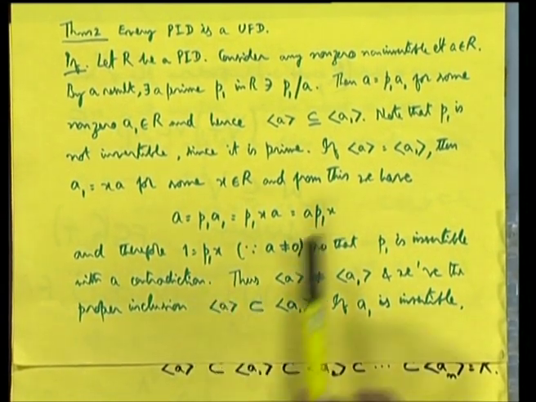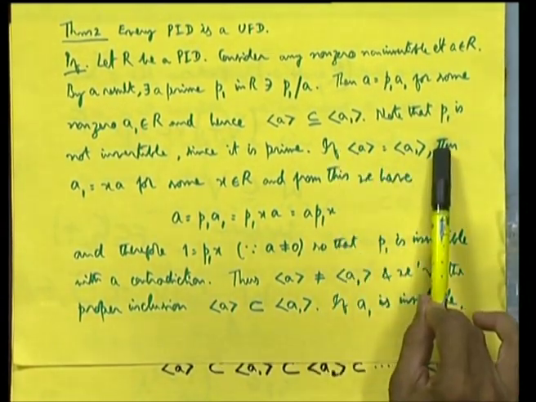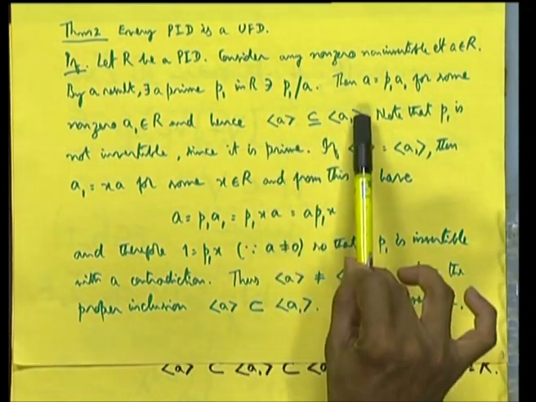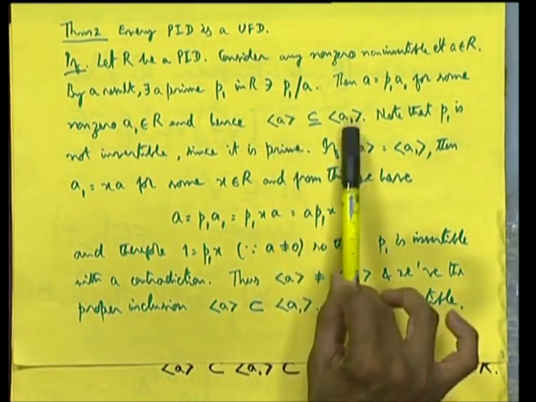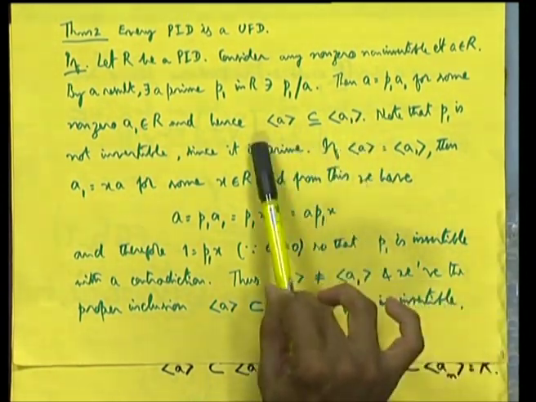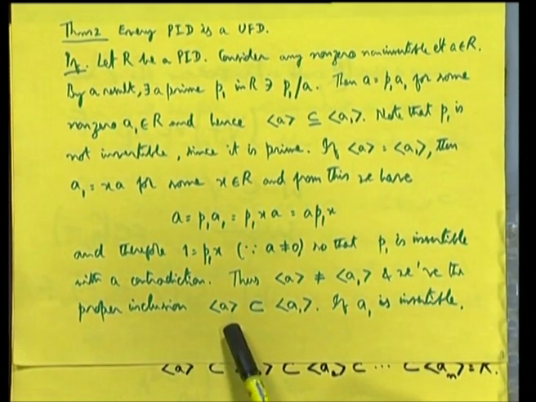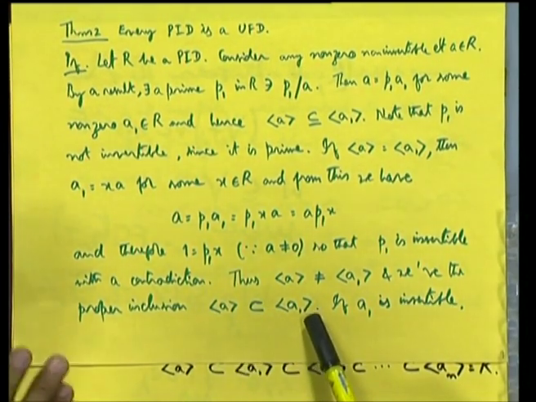Therefore, equality does not hold here. This cannot be equal, meaning you have an element here which is not here, therefore strict inclusion takes place. So, we have the ideal generated by a is strictly contained in the ideal generated by a1.